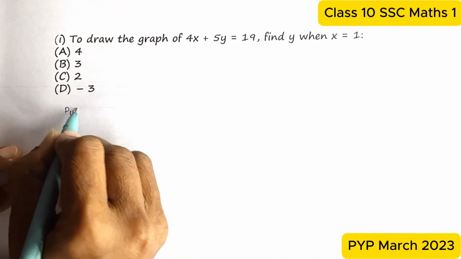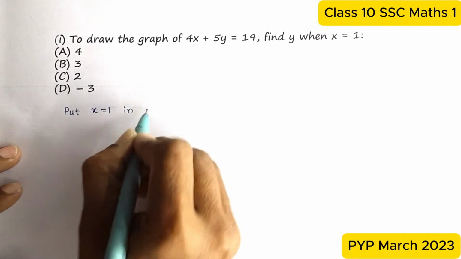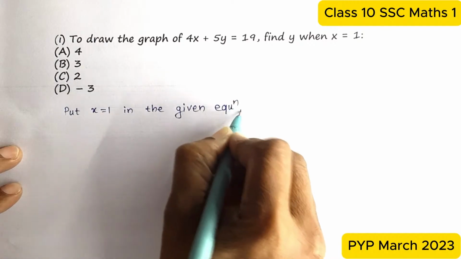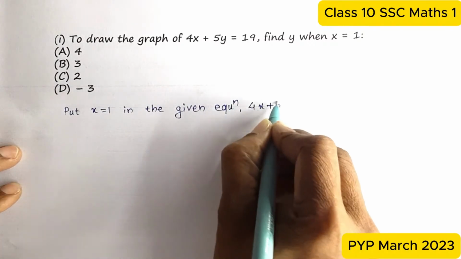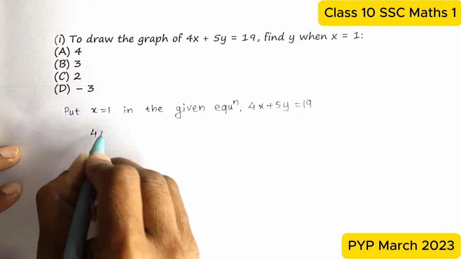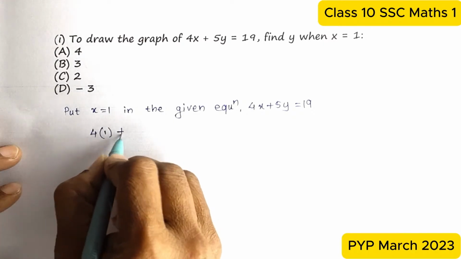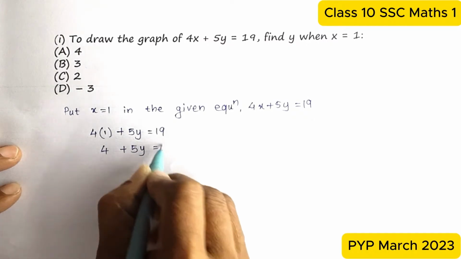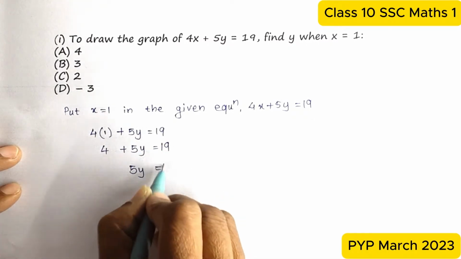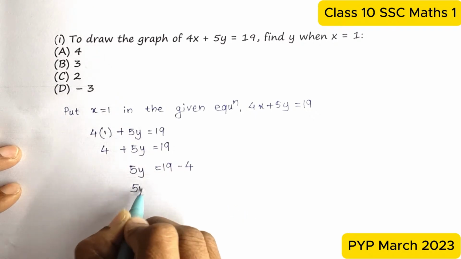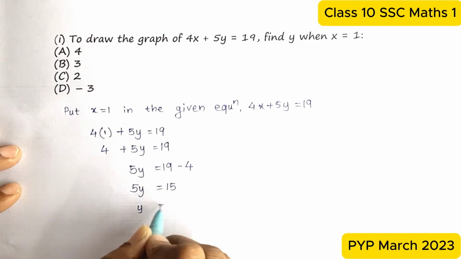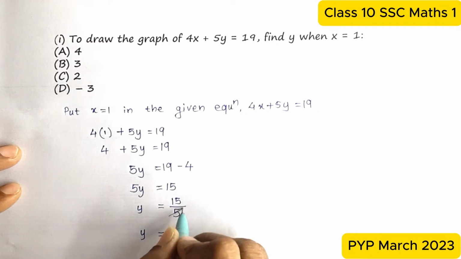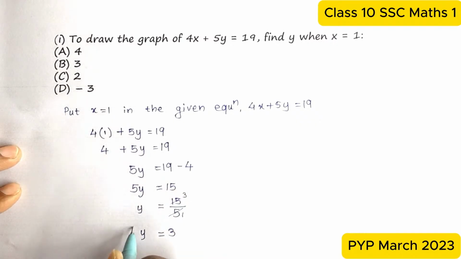First we put x is equal to 1 in the given equation. 4x plus 5y is equal to 19. So here, 4 multiply 1 plus 5y is equal to 19. Then 4 plus 5y is equal to 19. 5y is equal to 19 minus 4. That means 5y is equal to 15. So students, y is equal to 15 upon 5. 5 1s are 5, 5 3s are 15. So y is equal to 3.